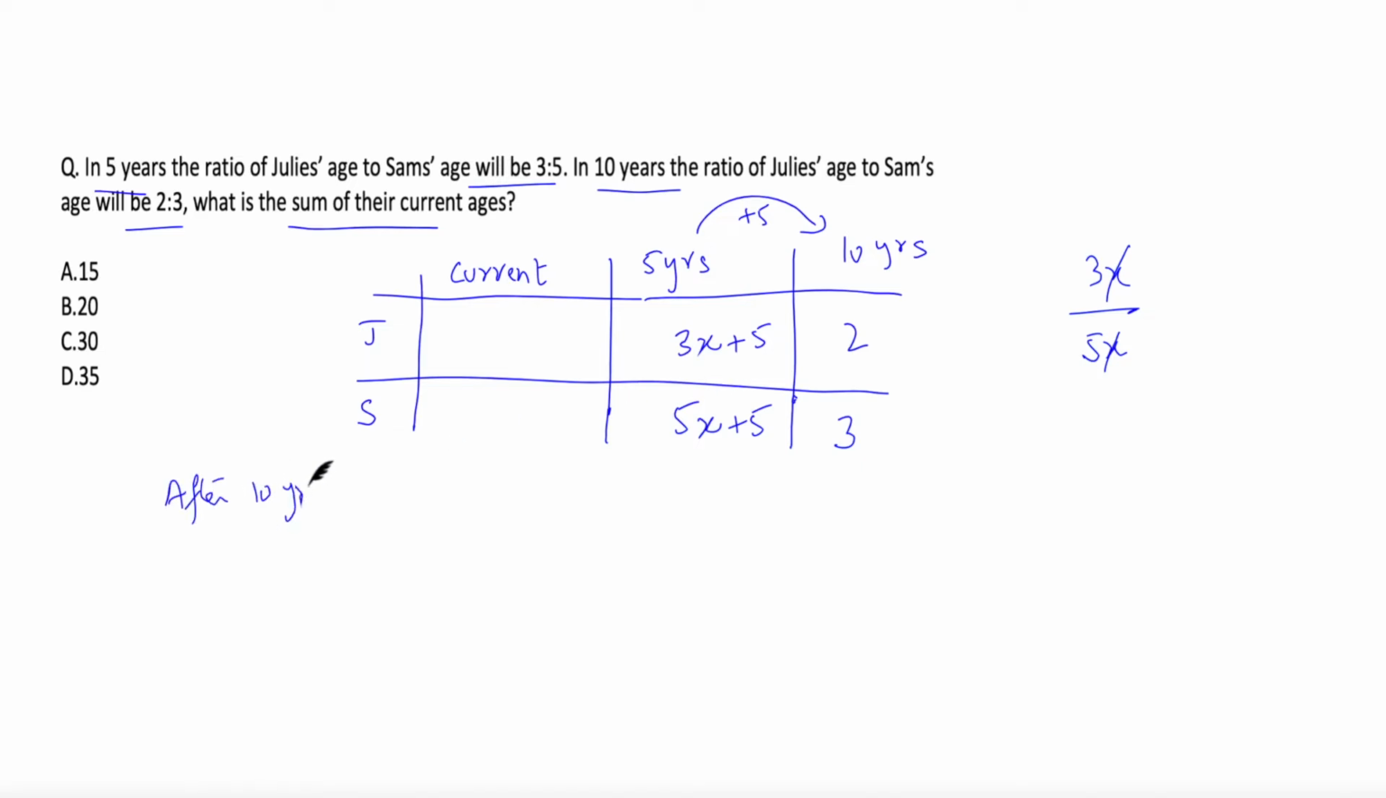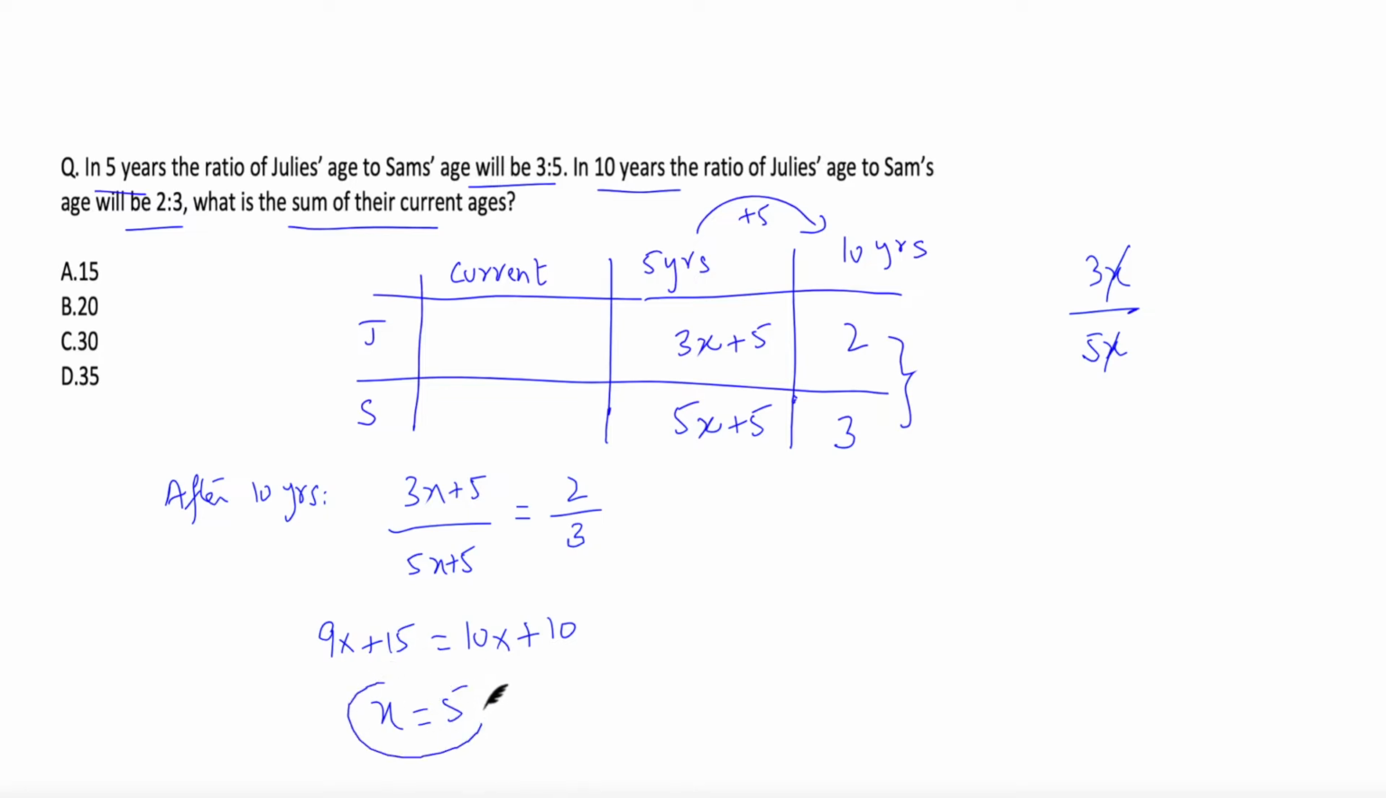After 10 years, the ages are 3x plus 5 over 5x plus 5, which will give us this ratio. It's the same thing, 2:3. This was the equation that you had to solve. Simply cross multiply. 3 into 3x is 9x plus 15 equals 2 into 5x is 10x plus 10. 10x minus 9x is x and 15 minus 10 is 5.